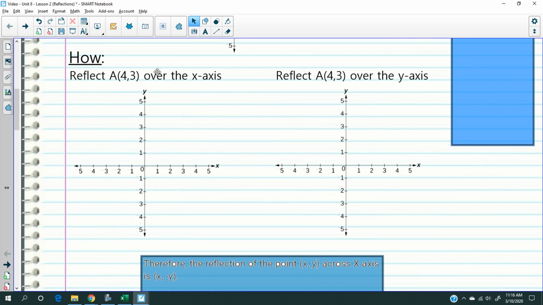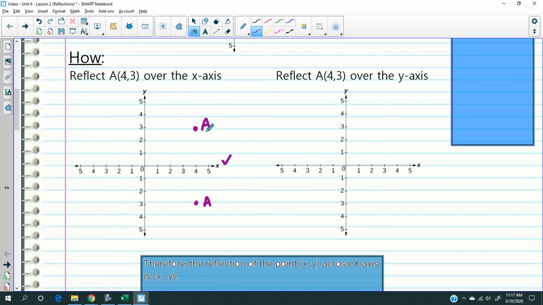Looking at the first example here, the point A is at 4, 3. So let me plot that first. 4 over, 3 up. If I have to reflect this over the x-axis, which is right here, that means I'm going to flip this point over the x-axis. Ignoring the y, let's say I have just a line here for the x-axis horizontally. If I flip it over, where would point A end up? To do that, I'm going to count. How many points are there to the x-axis itself? 1, 2, 3. So I'm going to go 3, 1, 2, 3, right here. So this is where A is.